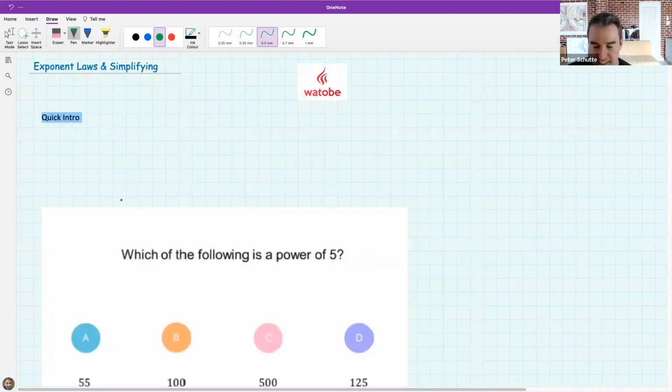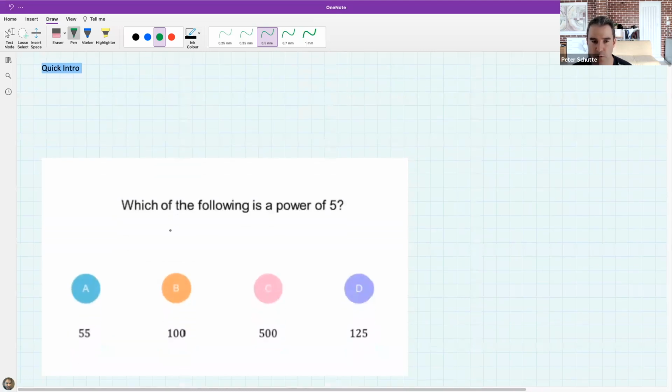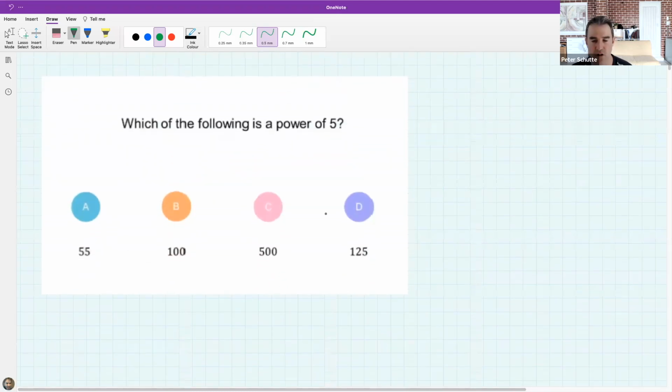So basically, the first topic for the year is exponents and surds. And I just want to start today with a little bit of a check of what you guys know already. So we're going to do some multiple choice questions. And I want to know from you in the chat, which of the following is a power of 5? And you can vote in the chat with A, B, C, or D.